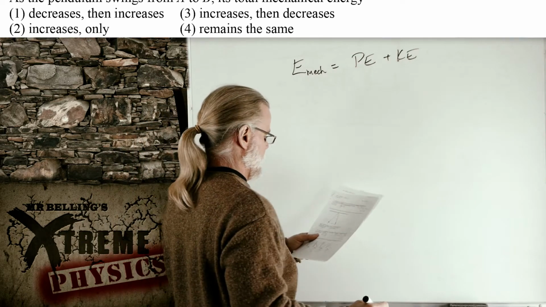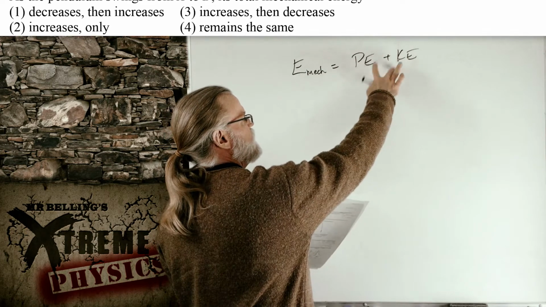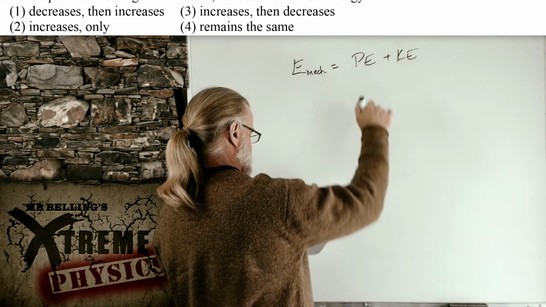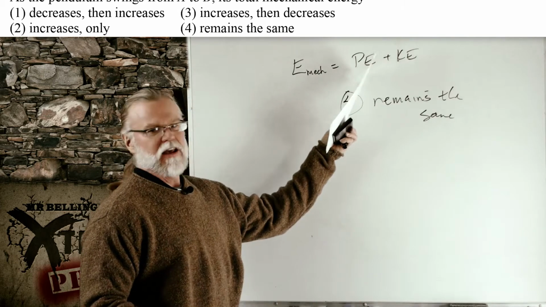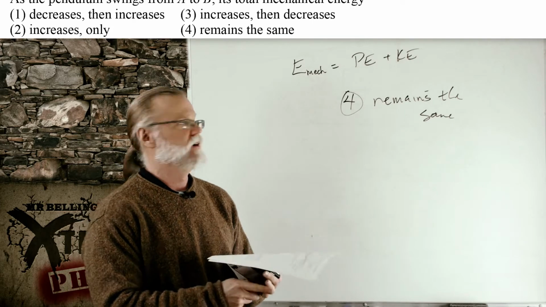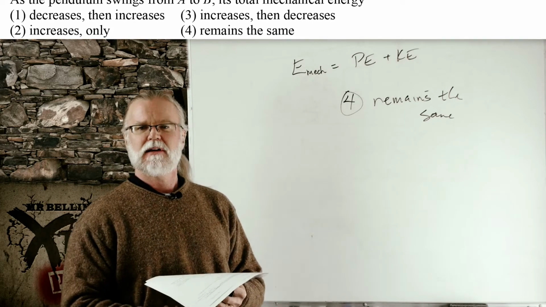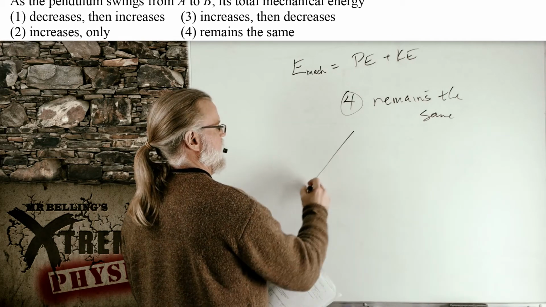Right. As the pendulum swings, these remain constant. So the choice is 4. Certainly, as it swung down, the potential energy would drop and the kinetic energy would go up until it gets to the bottom.